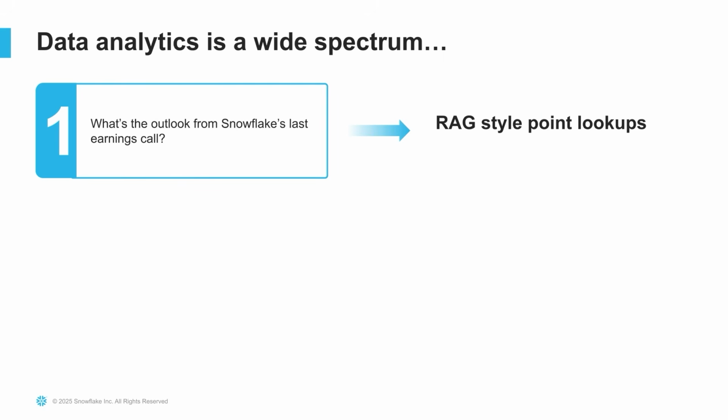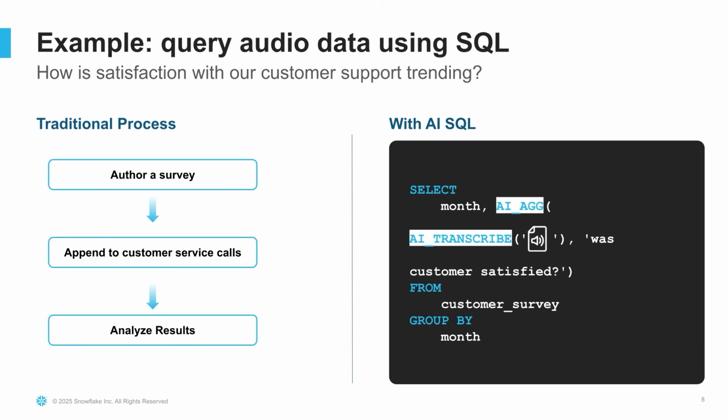Well, we talked about these questions earlier, right? So with AI SQL, how are we going to answer this specific question? It looks like: what is the outlook from Snowflake's last earning call? Well, I need to first go through the audio of the call, transcribe it, and then maybe make a summary of it, right? Look at the AI SQL function on the right. Firstly, we're using an AI transcribe function, feeding it the audio file. And once we have that, we use AI aggregate to summarize the call and get the sentiment.